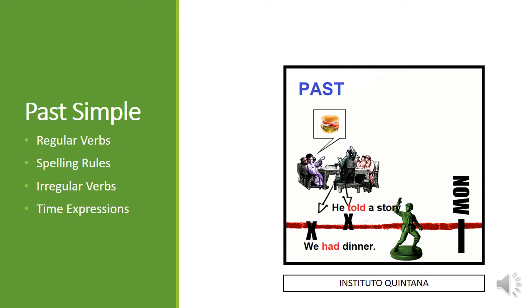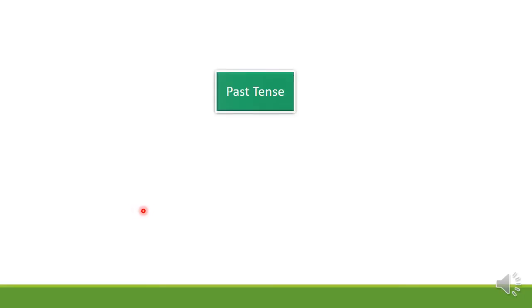Okay, now we will continue with past simple. In this part, we will practice regular verbs, spelling rules, irregular verbs, and time expressions. Let's start with past tense.